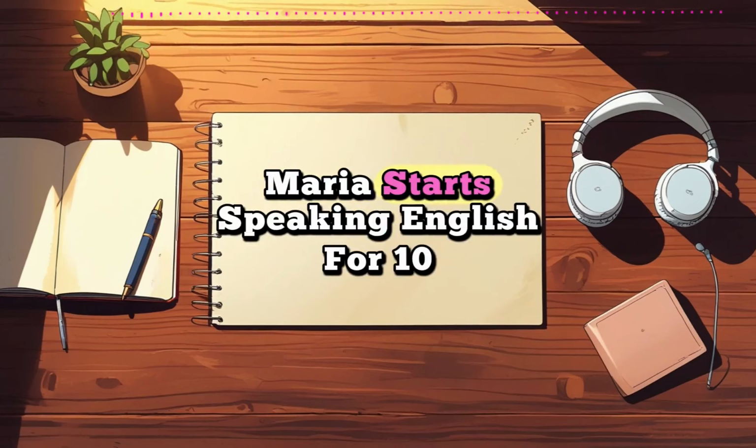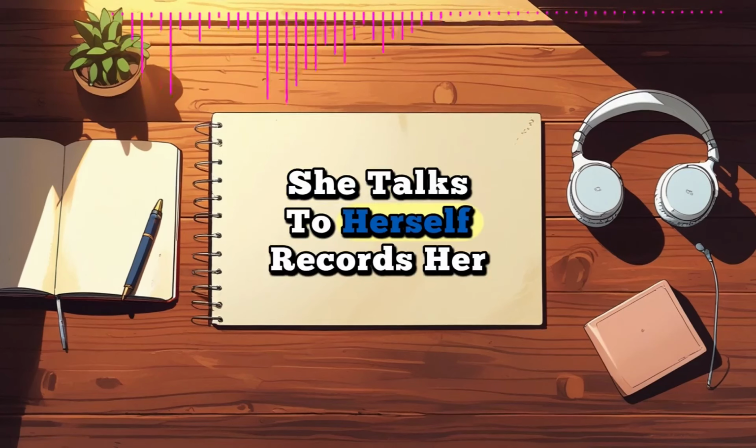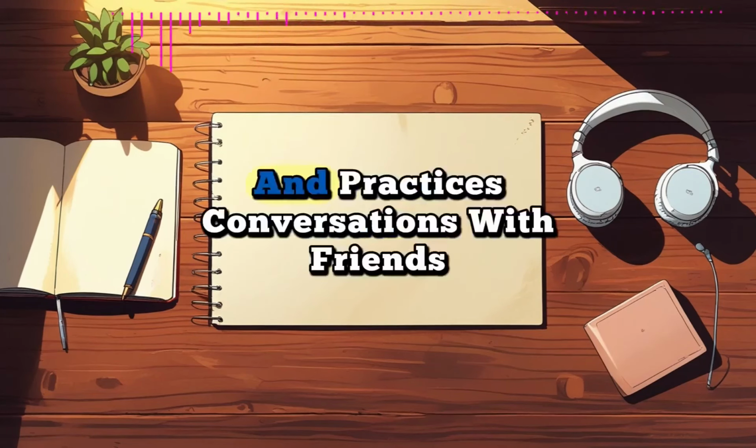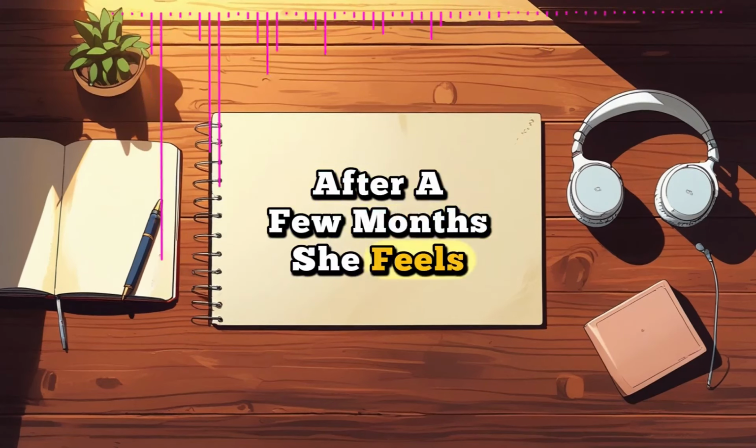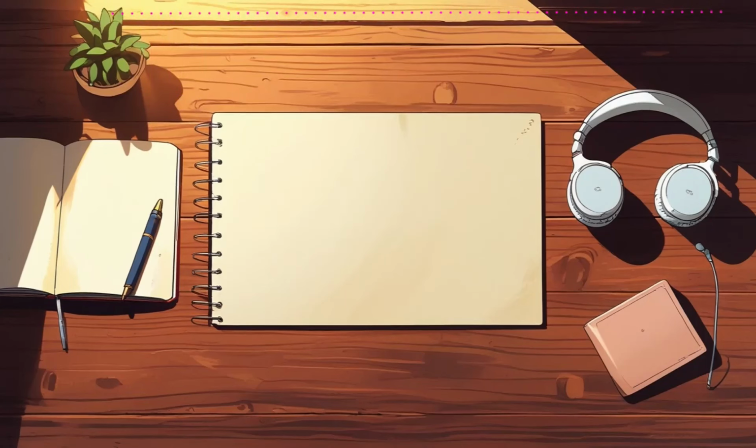So Maria starts speaking English for 10 minutes every day. She talks to herself, records her voice, and practices conversations with friends. After a few months, she feels more confident and fluent, and speaking becomes easier.